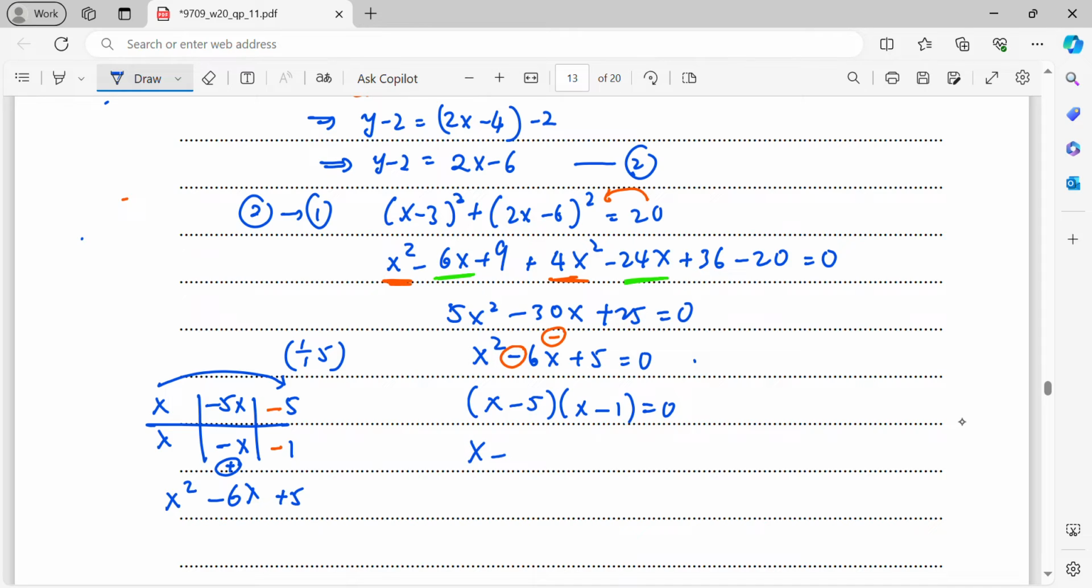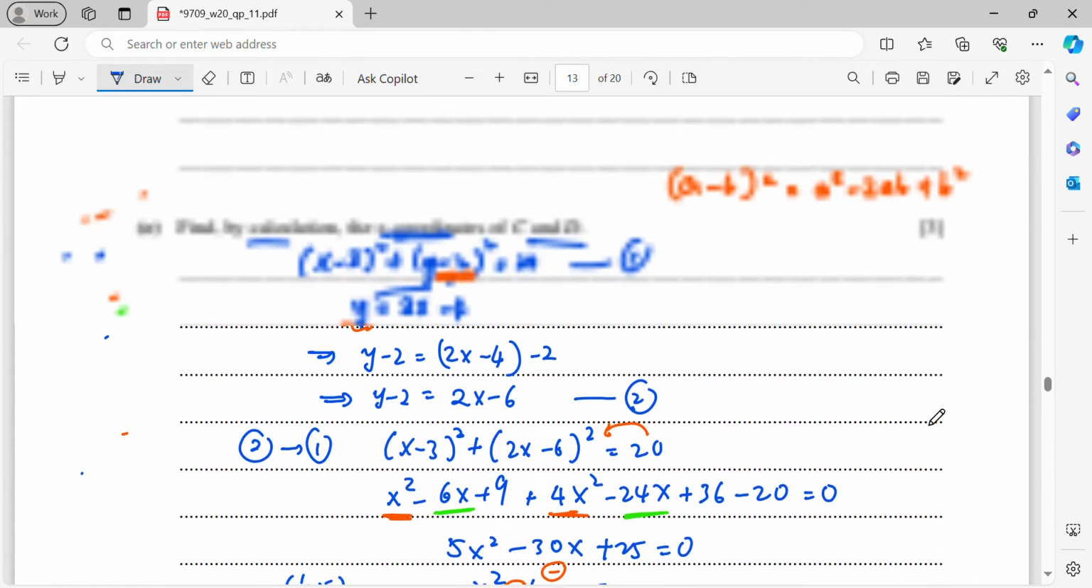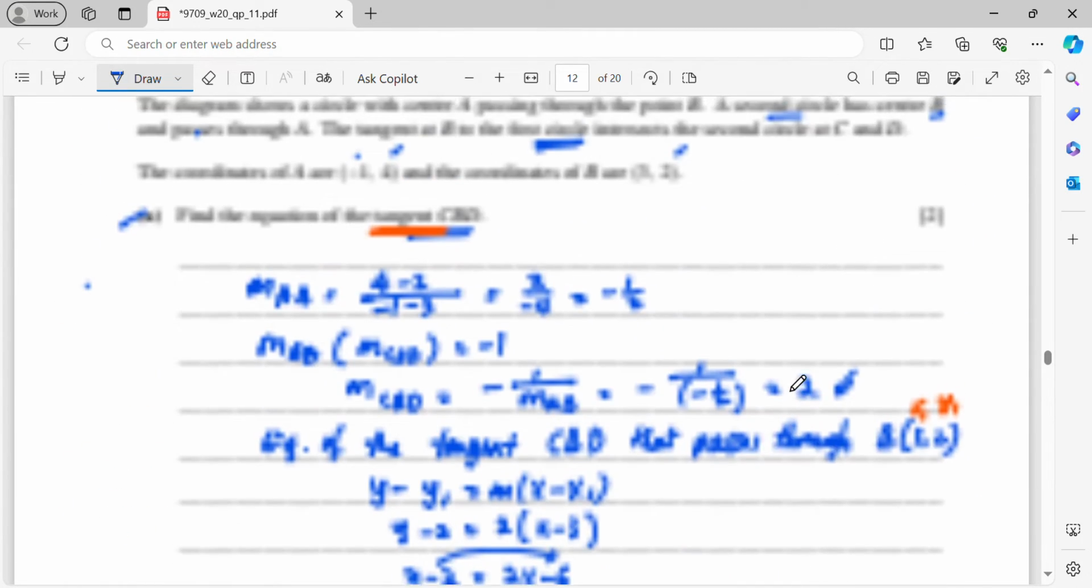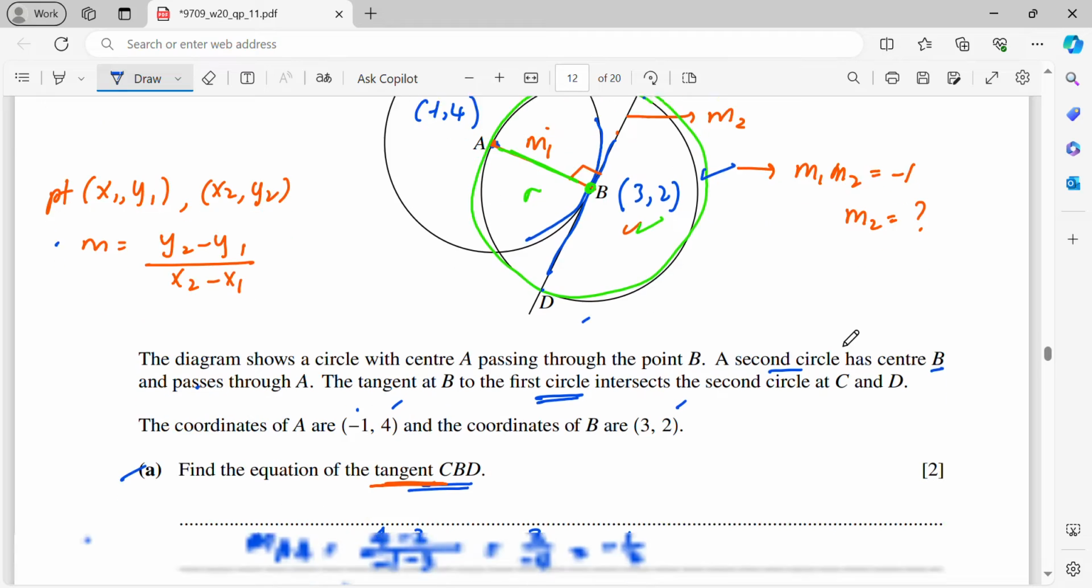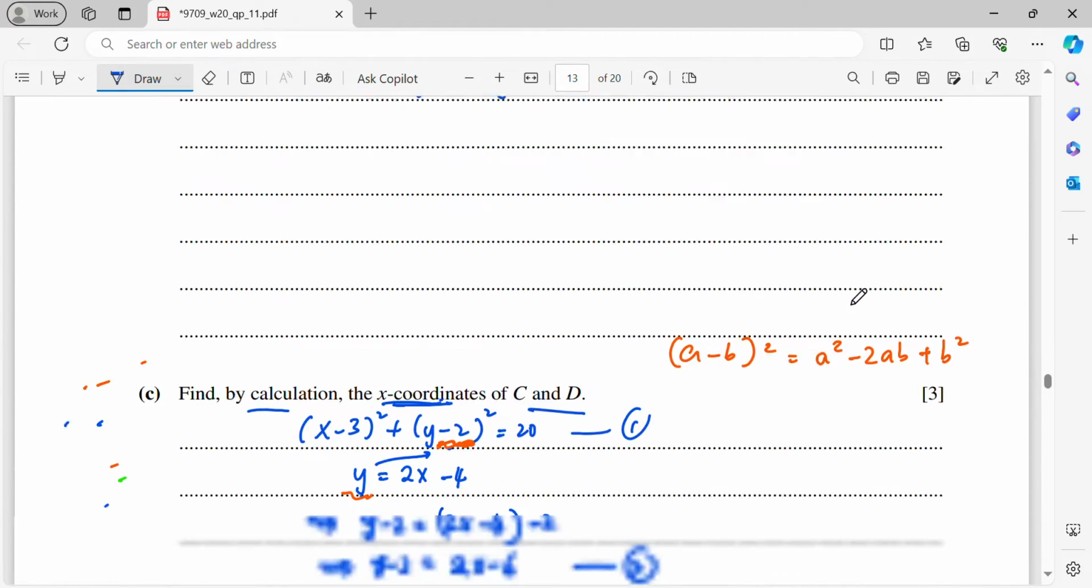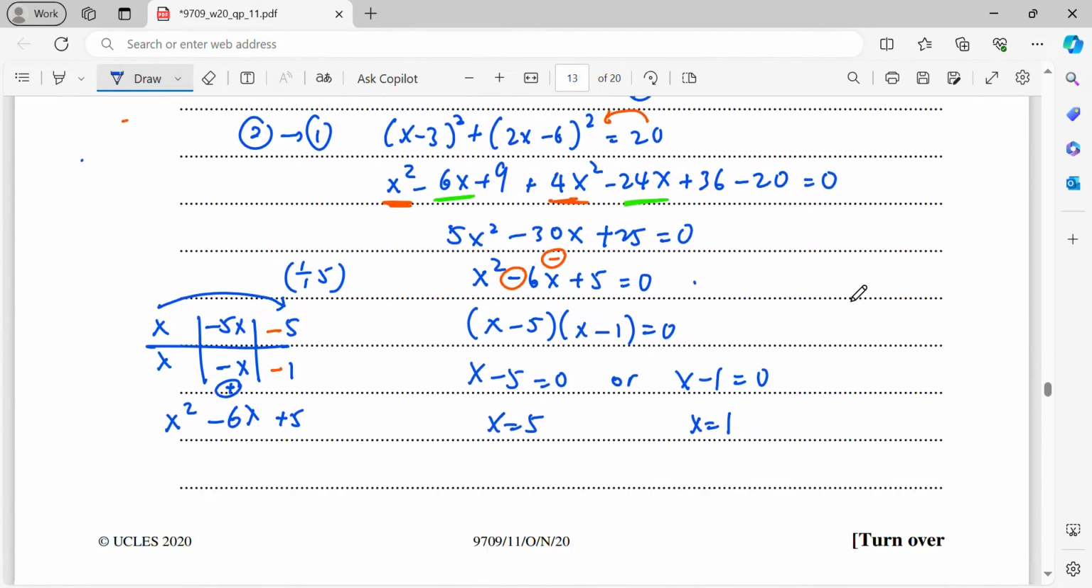So now x minus 5 equals 0 or x minus 1 equals 0, because multiplication of two terms equals 0 means that one of them must be 0. That means I'm getting 5 or 1. From here, obviously your D will have a smaller x compared to C. So the x coordinate of D will be 1.